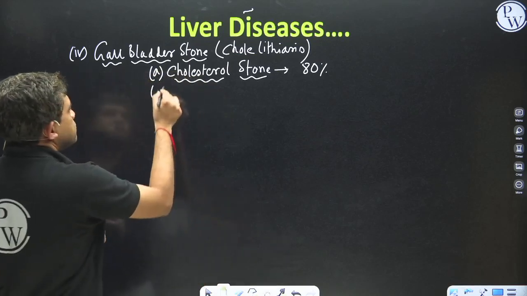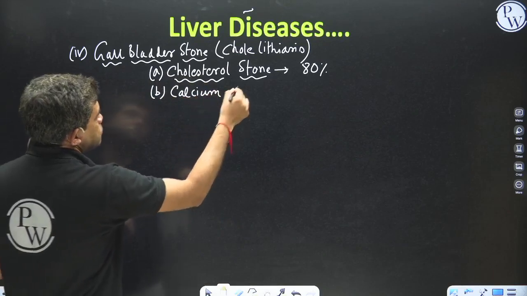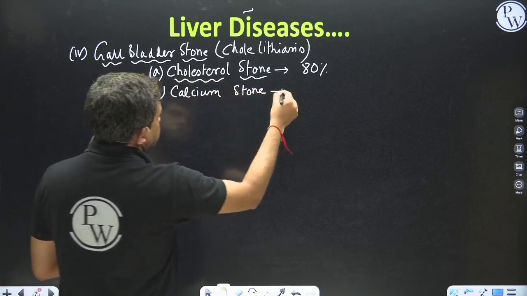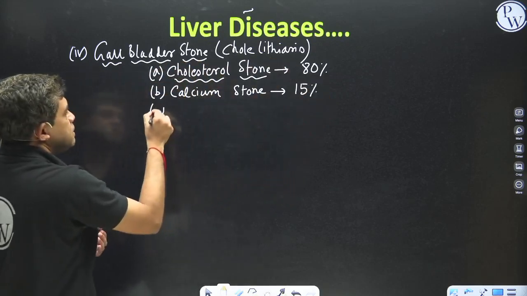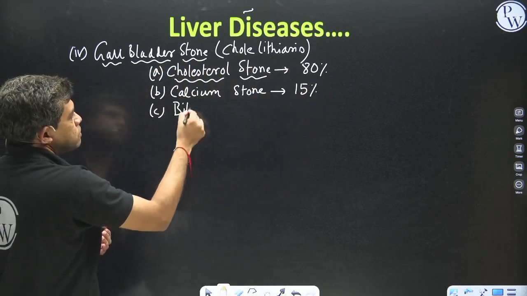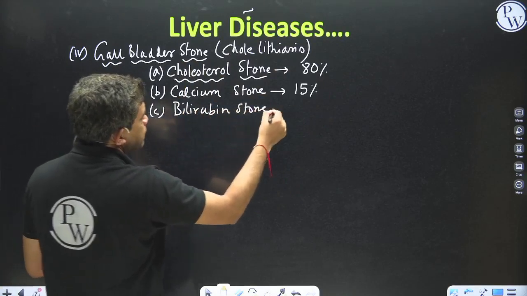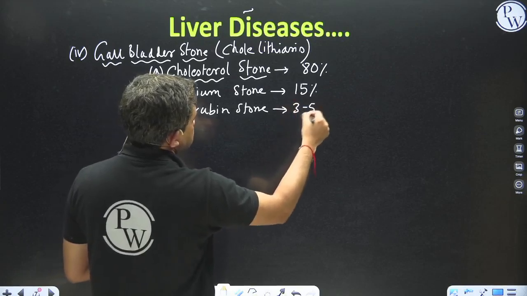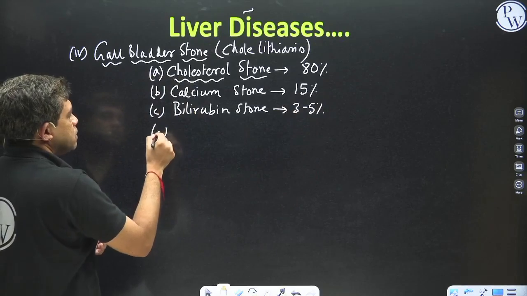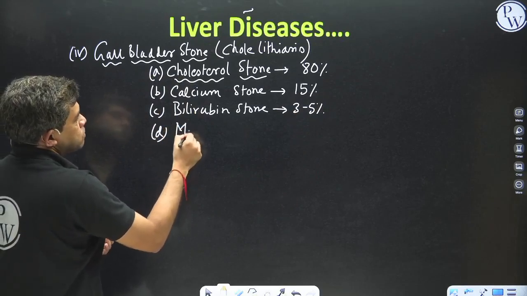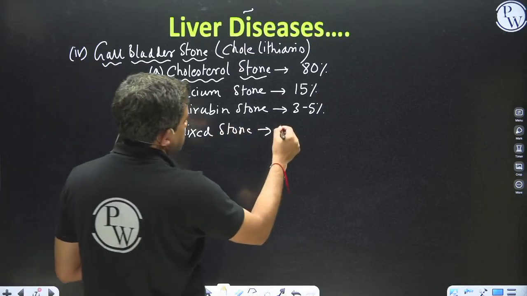And number B, there is a calcium stone. So there is a formation of calcium stones, once again nearly 15%. Number C, there is a bilirubin stone. It is nearly 3 to 5% of them are the bilirubin stone. And number D, there is a mixed stone, nearly 7% or like that, nearly 5%.